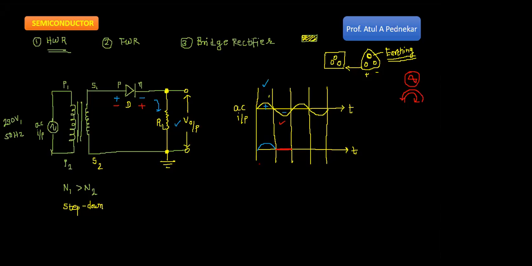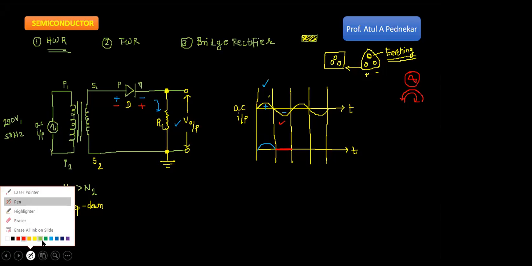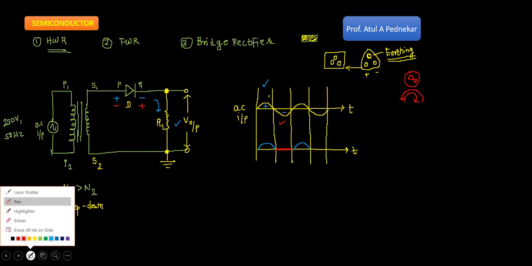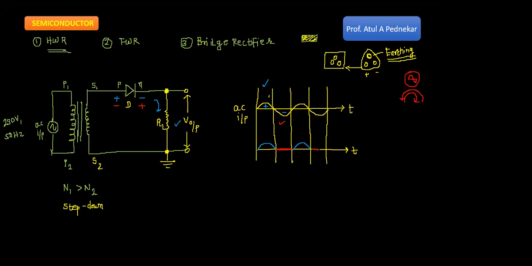Okay, now what will happen next? Again the diode will become forward biased, and you again get the output voltage. What happens during the next half cycle? The diode gets reverse biased. You won't get any output.